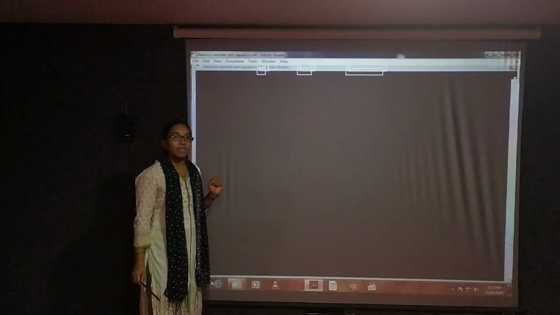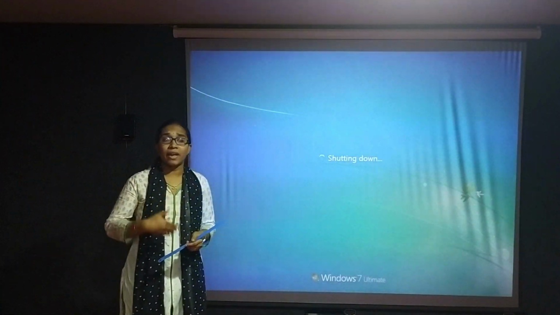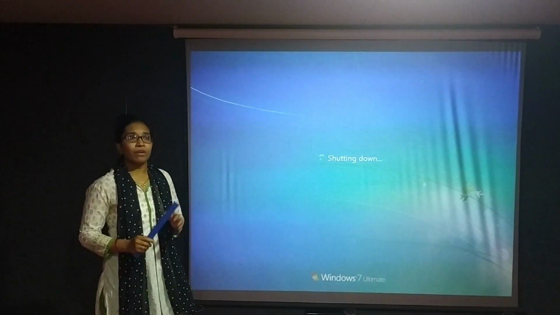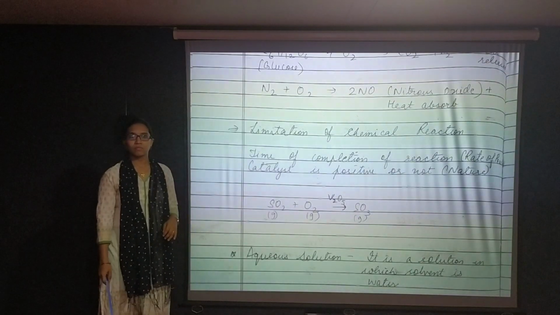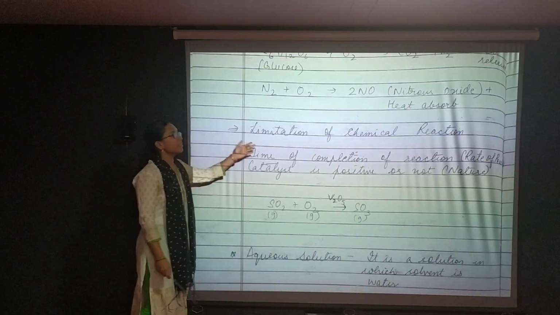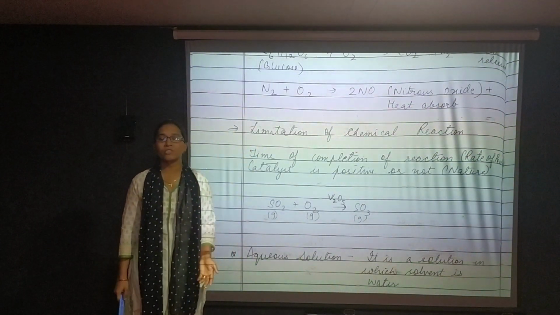Next is catalyst. What is a catalyst? Catalyst is a substance which will enhance the rate of reaction. We have learned in 9th standard also many of the catalysts. Now next is limitations of chemical reaction. What are the limitations of chemical reactions?